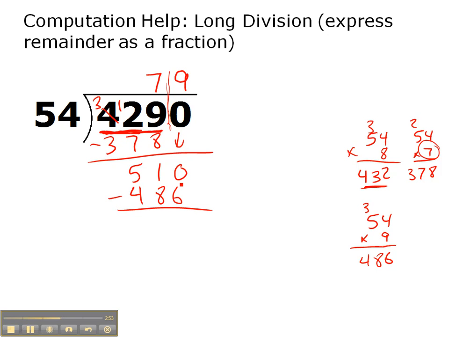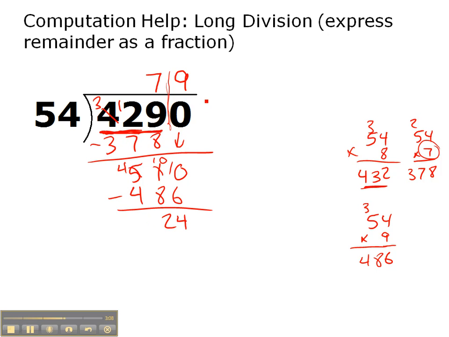We subtract. We can't subtract 6 from 0, so we have to borrow here, make that a 10. 10 minus 6 is 4. We can't subtract 8 from 0, so we need to borrow here, make that a 10. 10 minus 8 is 2, and 4 minus 4 is 0.